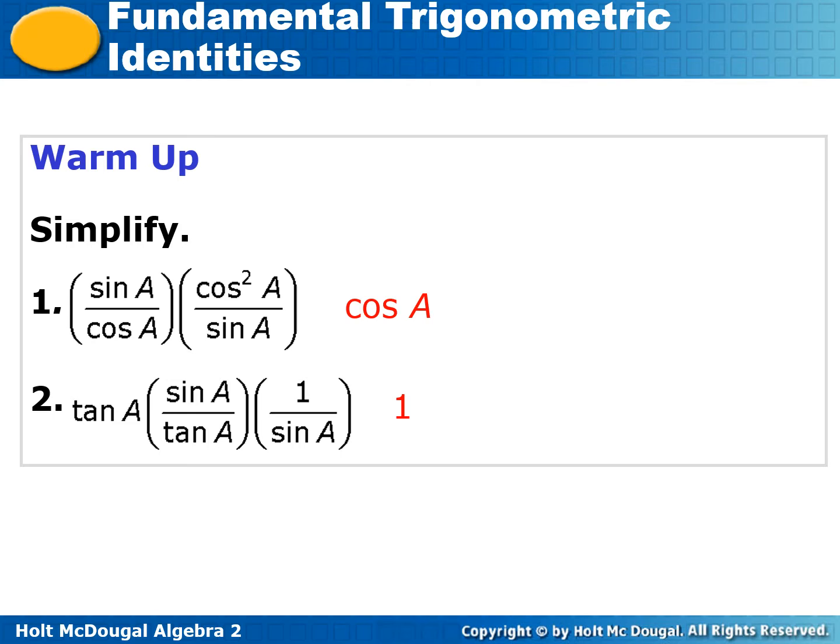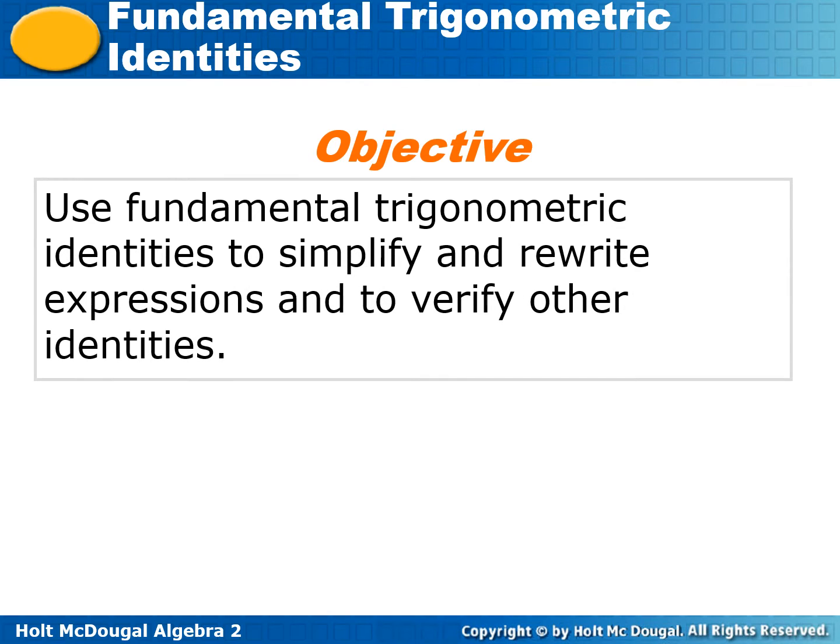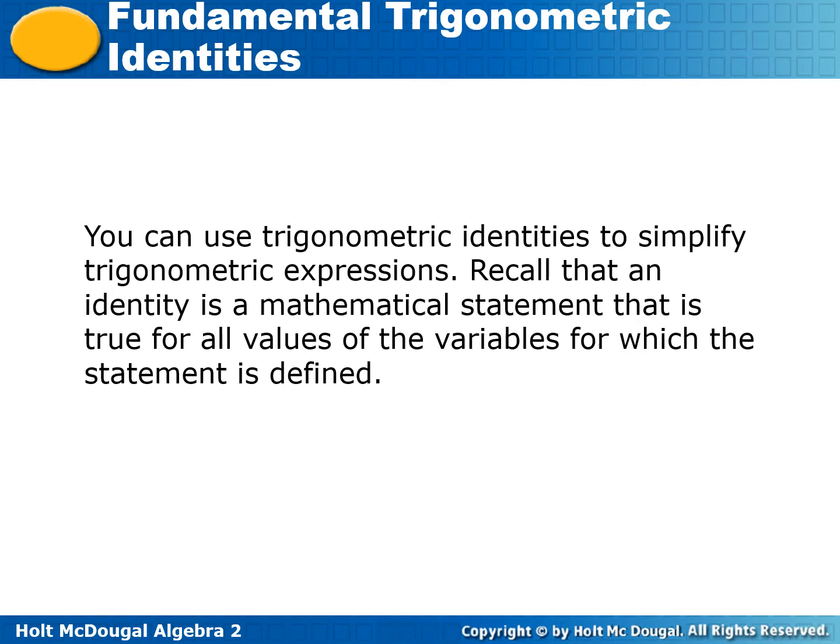Now let's move on to our lesson. The objective of this lesson is to use the fundamental trigonometric identities to simplify and rewrite expressions and to verify other identities. You can use trigonometric identities to simplify trigonometric expressions. Recall that an identity is a mathematical statement that is true for all values of the variables for which the statement is defined.